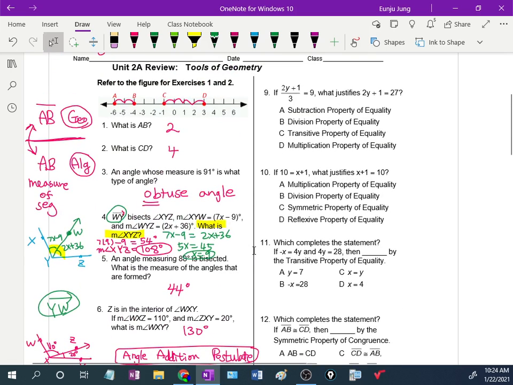Question number 9. What do I need to do to get the next step? I need to get rid of 3, right? How? Multiply both sides by 3. So what is the reasoning? Multiplication property of equality.